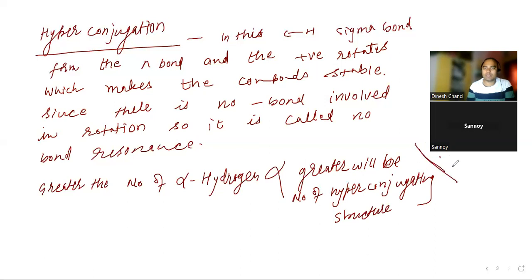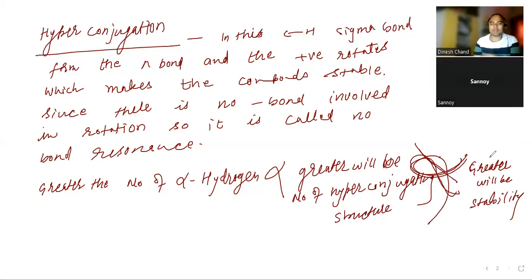That is what we can write here with the proportionality sign. Greater will be stability. So you need to find the number of alpha hydrogens. The greater the number of alpha hydrogens, the greater the number of hyperconjugating structures, the greater the stability.